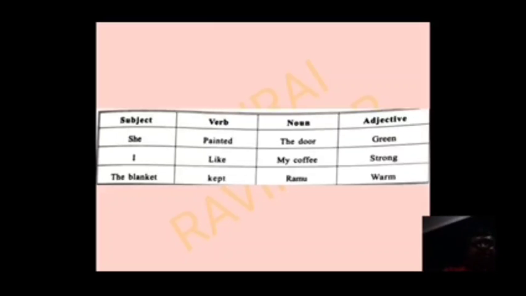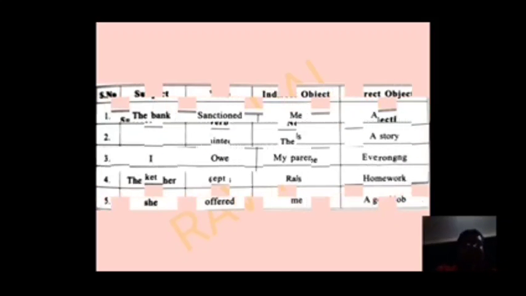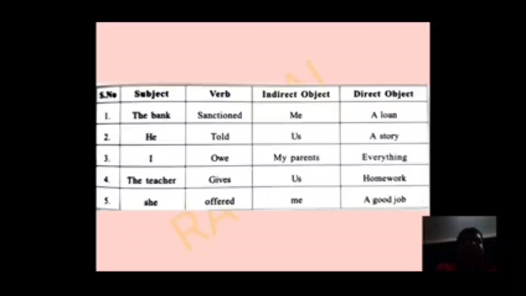So what is here? Subject, verb, noun and adjective. Subject, verb, noun plus adjective. Okay. She painted the door green. I like my coffee strong. The blanket kept Ramu warm. Okay. Here, subject, verb, indirect object and direct object.